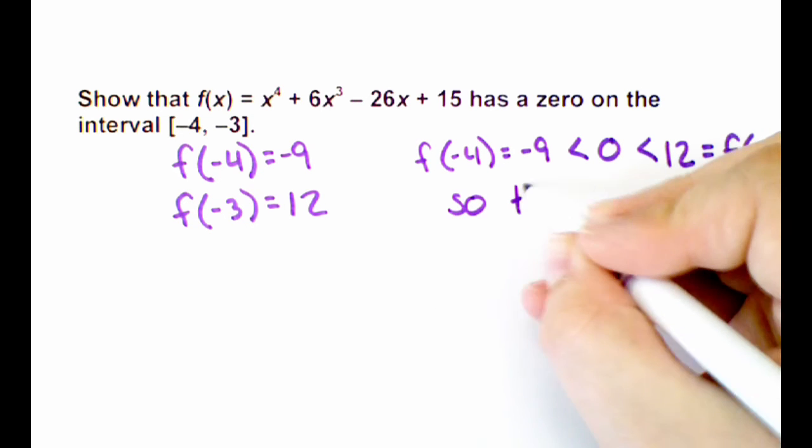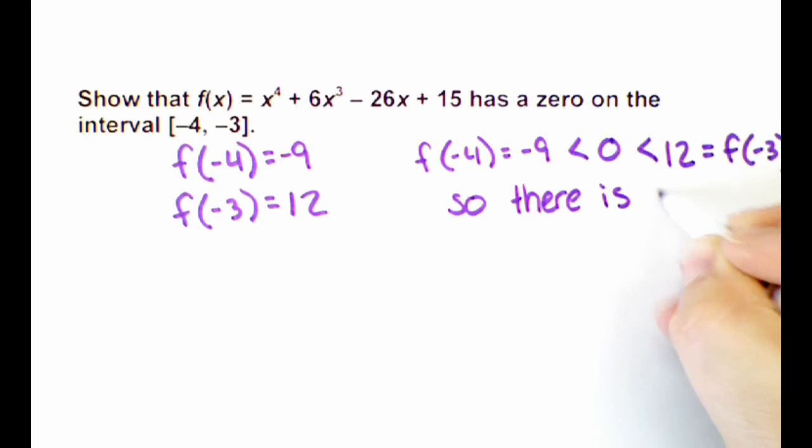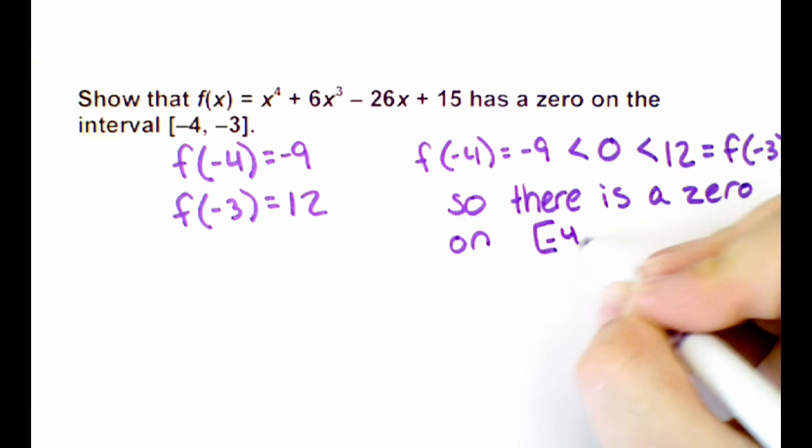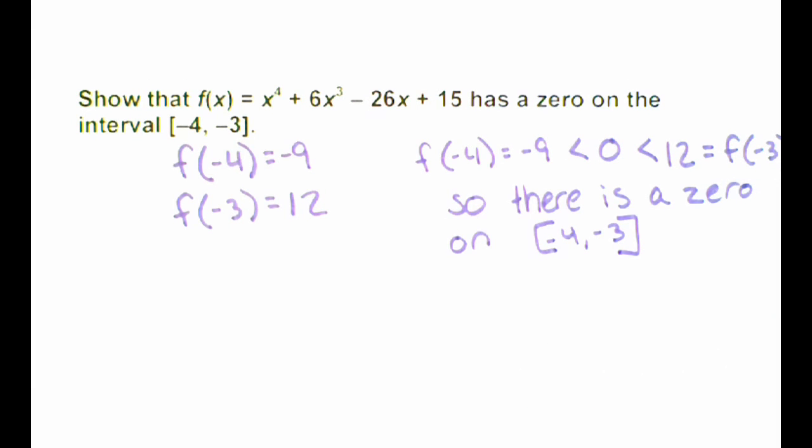So there is a 0 on negative 4 to negative 3. Somewhere between negative 4 and negative 3, it crosses the x-axis. You could use this for any value. I could say that there's also a value where it hits 7, because that's between these two numbers. It works.